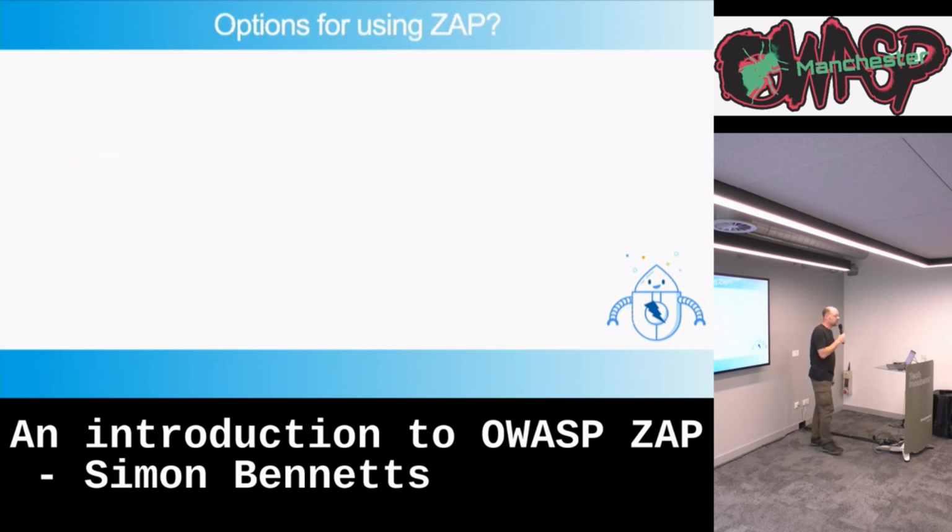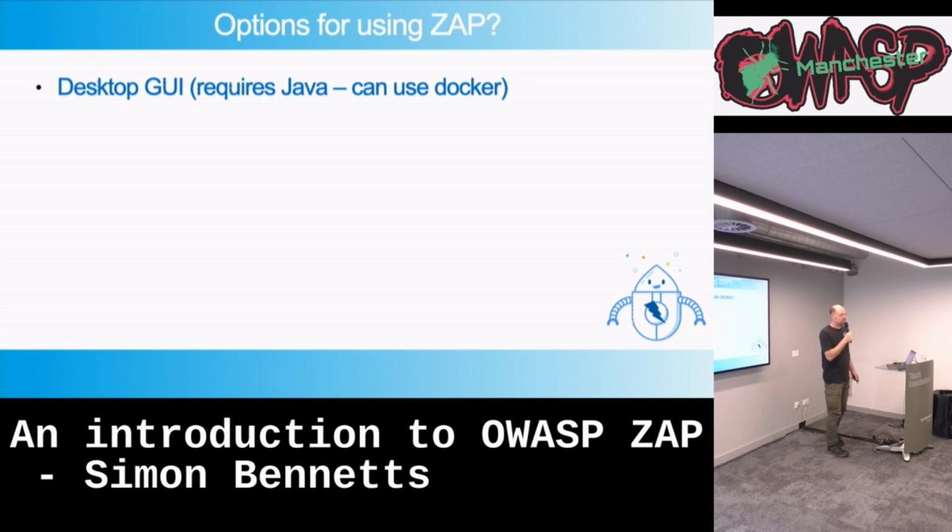So, how can you use ZAP? We've got the desktop GUI, and this is a ye olde worldy Java Swing application. But it works, and it allows you to see exactly what's going on. So it's got a lot going on. You'll see it in a bit, but we try and make it easier for people new to ZAP, but there's a lot you can do with it.